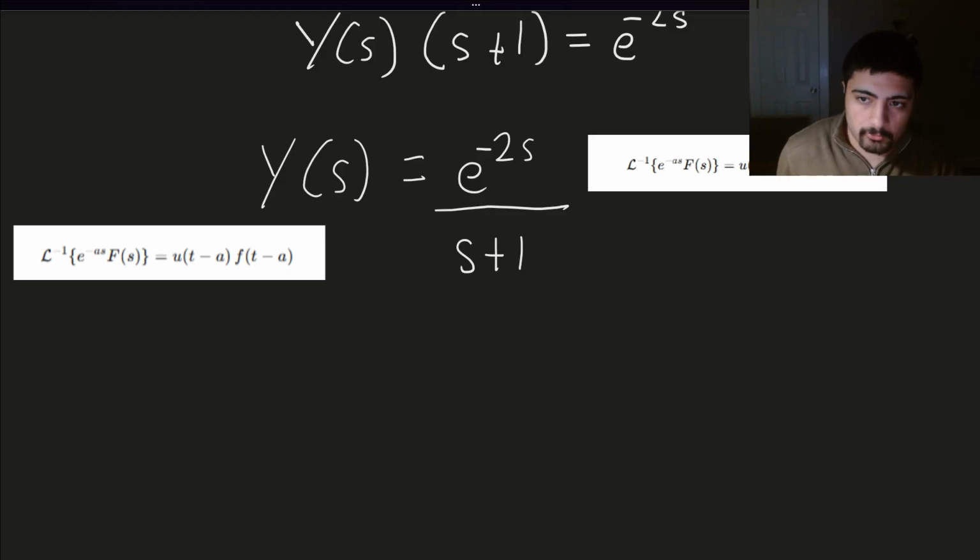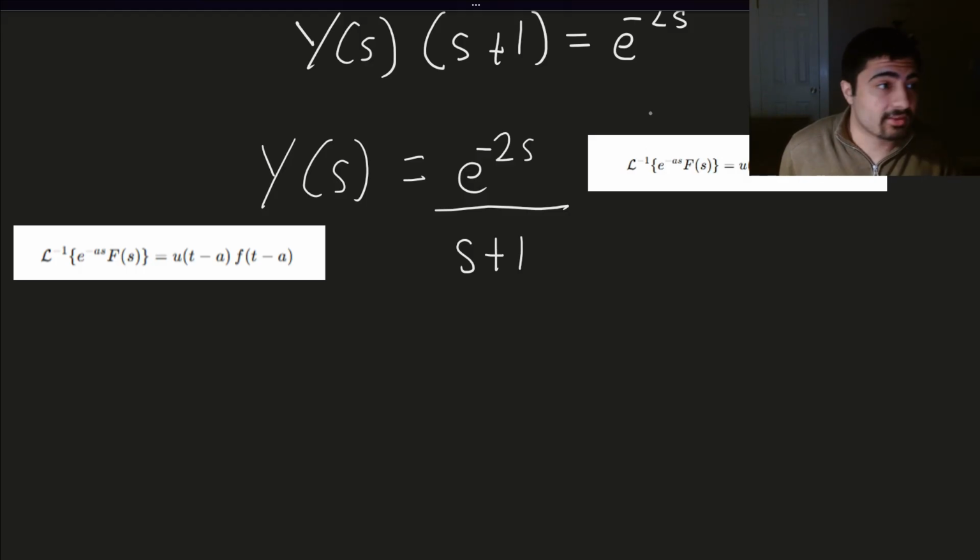And as you can remember from the previous lecture on step functions, when you want to take the inverse Laplace of a function e to the minus as multiplied by F of s, or in other words, if we were given this function and we wanted to take the Laplace of it, we would get this. So the domains actually do change.